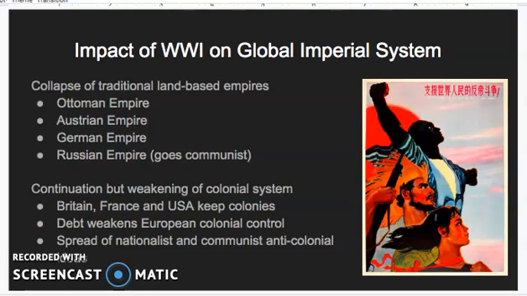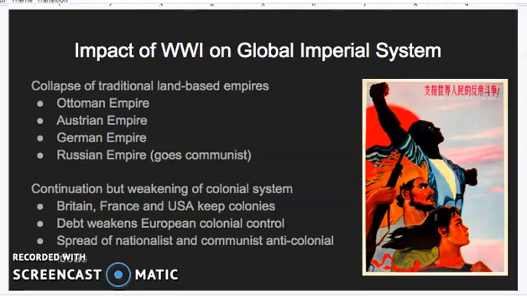However, even though these colonial systems continue, they are much weaker than beforehand, both because European countries are now deeply in debt and don't have the money to continue to expand and control these territories, but also because of the spread of nationalist and communist ideas to these territories.